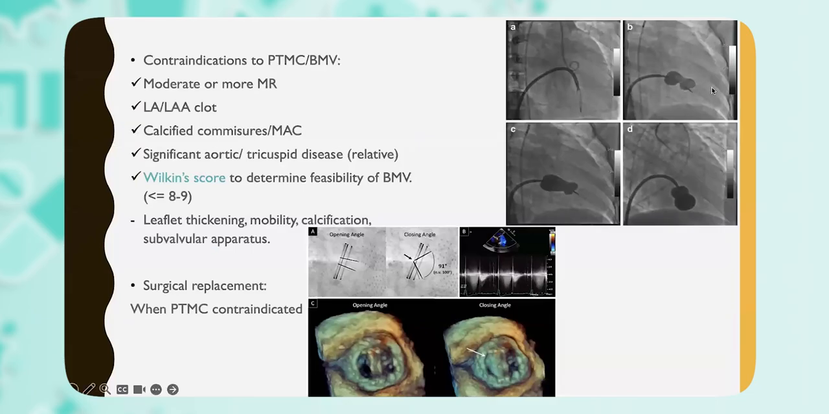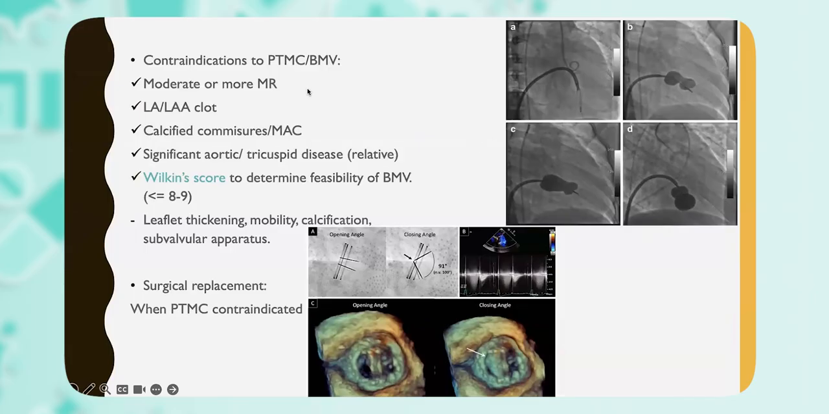So this is a picture of the PTMC or balloon mitral valvotomy. This is the balloon which has two portions, and it is a catheter used to put the balloon inside the LV and brought back in the mitral valvular area and inflated to increase the mitral valve area.